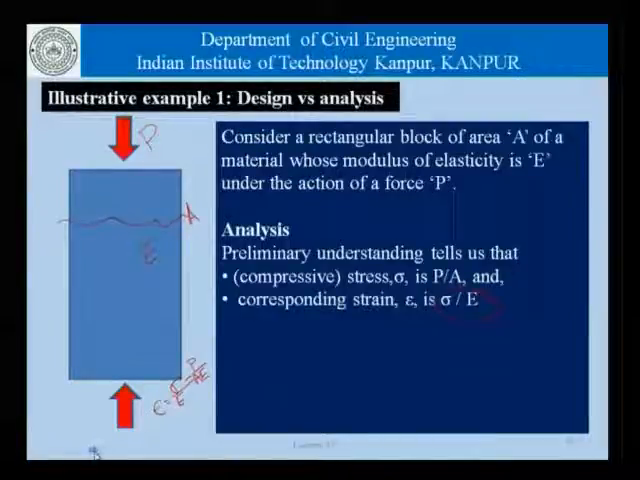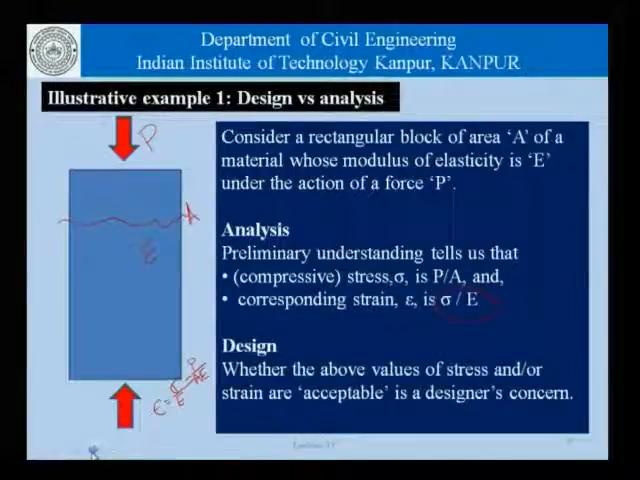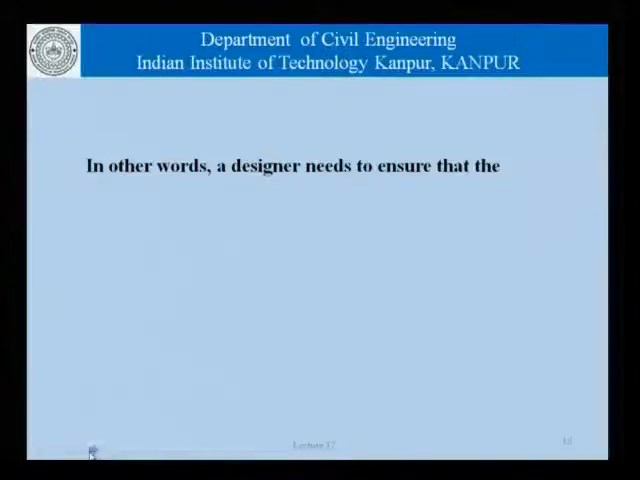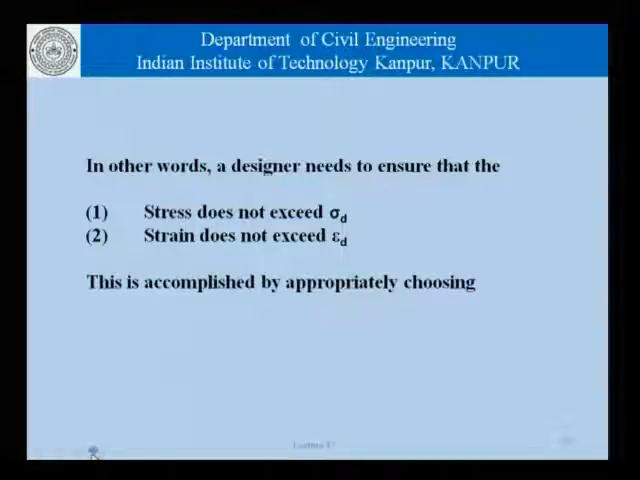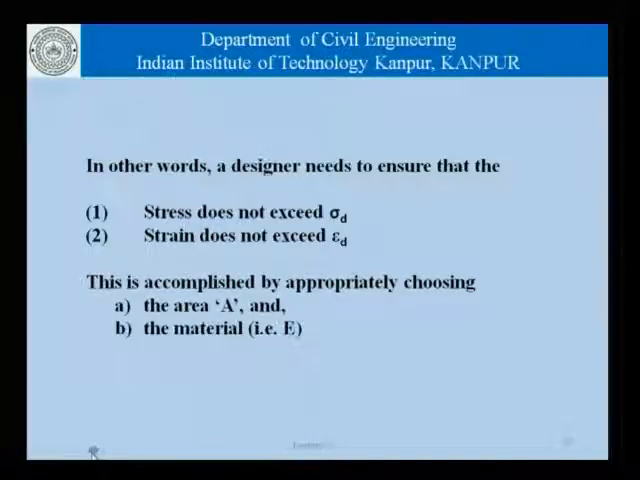Now what is the design? Correspondingly, the design means whether these values, that is sigma that we get here or the epsilon or the strain that we get here, are acceptable or not. In other words, the designer needs to ensure that the stress does not exceed sigma d, which is what we have determined earlier, and the strain does not exceed epsilon d. How is it done? This can be accomplished by appropriately choosing the area A and the material, that is the E.